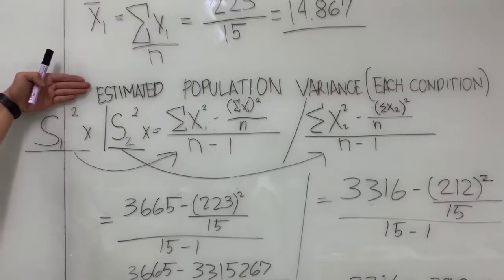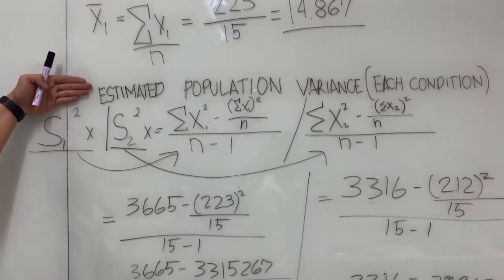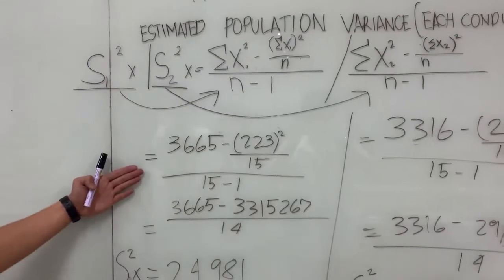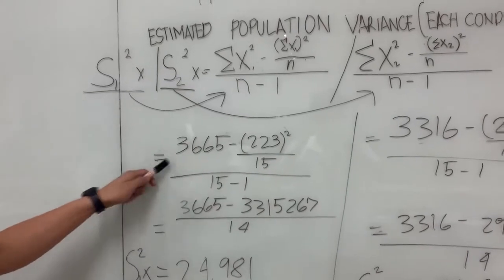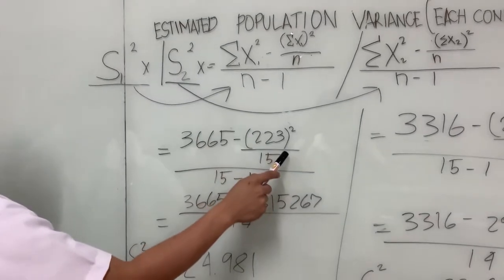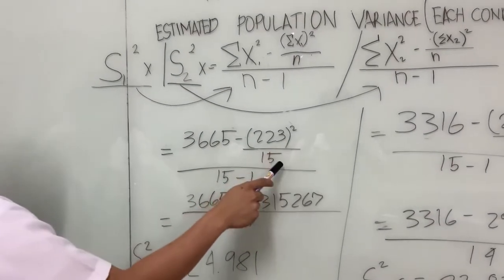Now, we will compute for the population variance for each condition. So for the males, we just have to input the value 3,665 for the summation of squared scores, 223 for the summation of scores, which then will be squared, and 15 for the n, or the total number of scores.